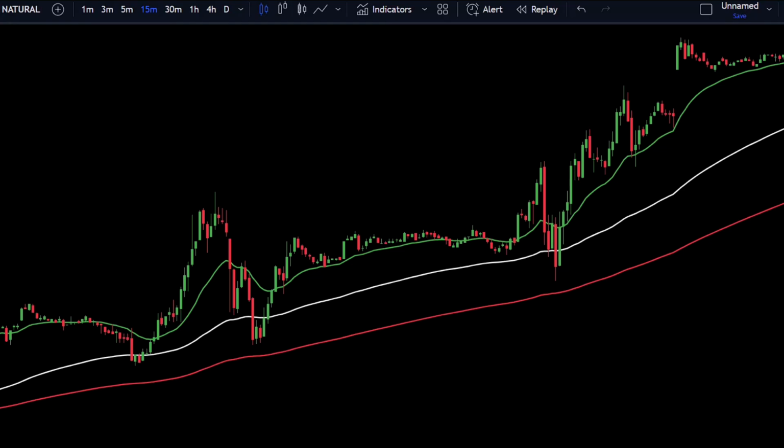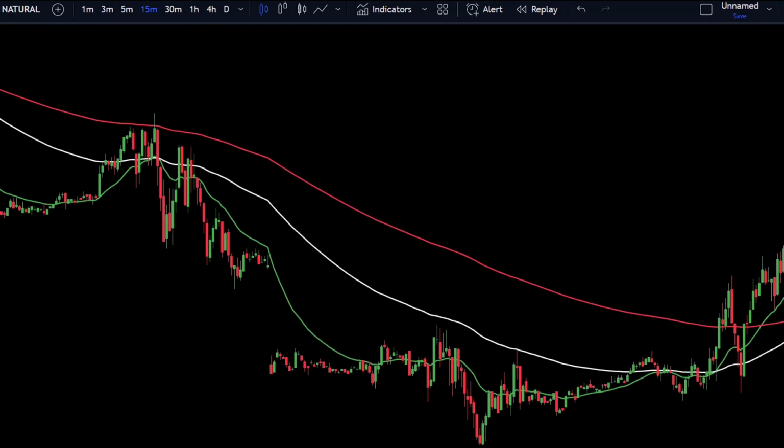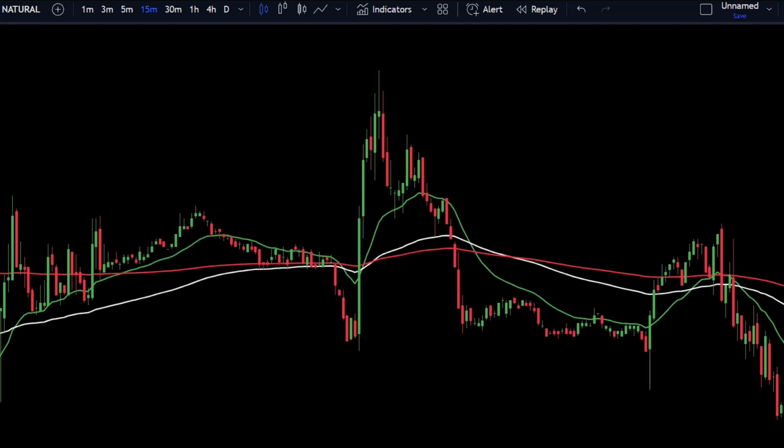In a strong uptrend, the moving averages are aligned 21, 89, 200. In a downtrend, it's 200, 89, 21. When the market is trending, the EMAs spread out, and when it's moving sideways, they cluster together. This helps us spot range-bound markets, which is crucial since most losses happen during these times.